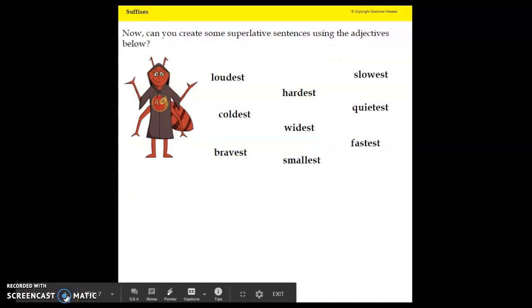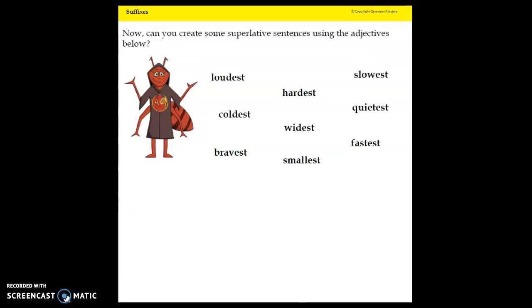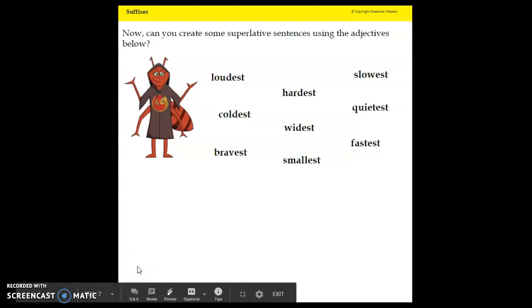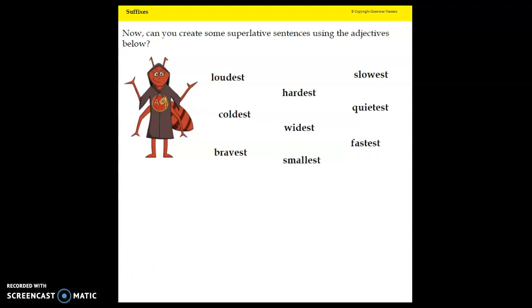Now, your job today then is to have a go at writing some of your own sentences using the adjectives below. So remember, these are called superlative sentences, okay? And it means by adding the est suffix, it adds the meaning most to the adjective, okay? So have a go at writing your own sentences.